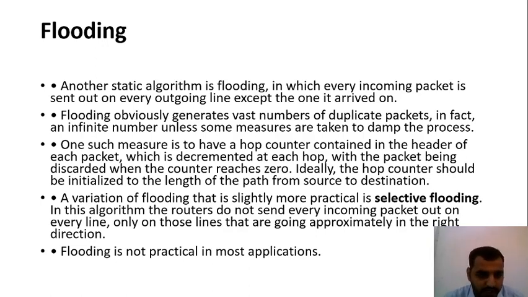The next one, a variation of flooding that is slightly more practical, is selective flooding. In this algorithm, the router does not send every incoming packet out on every line, only on those lines that are going approximately in the right direction. Selective flooding in the sense, I will flood that packet onto that particular router only, to reduce duplication, and this is not practically possible in networks.